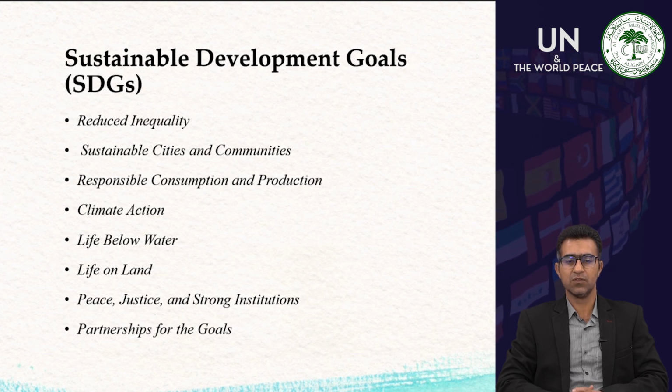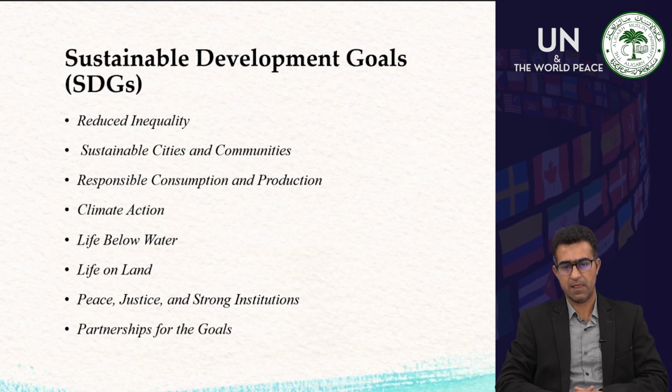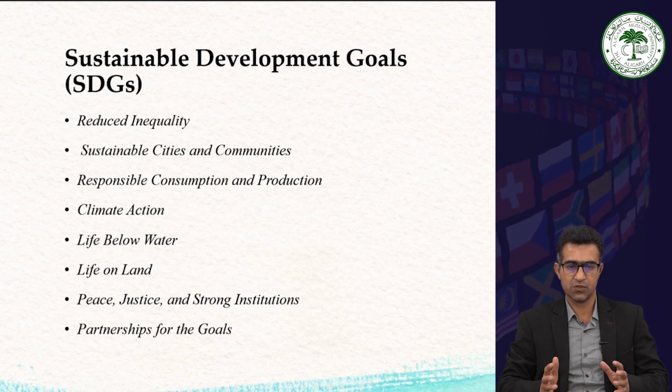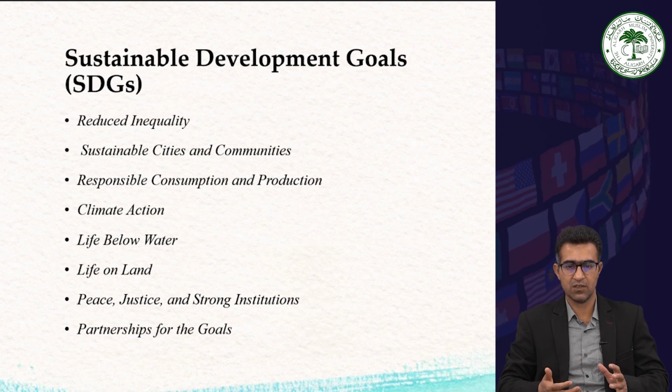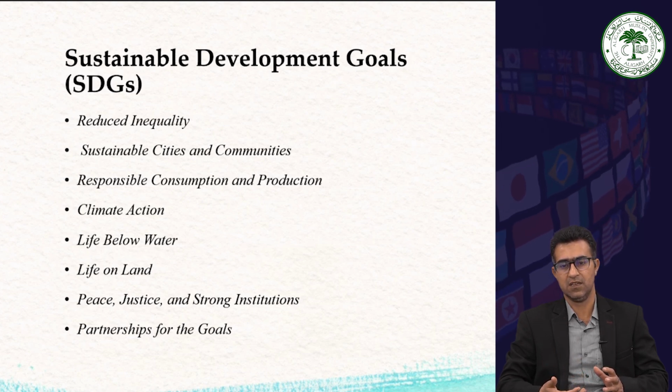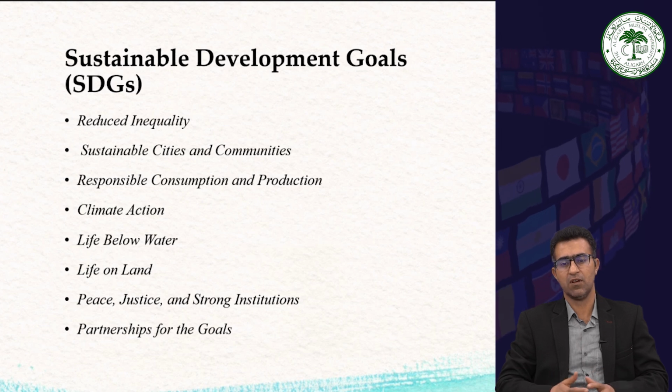The last sustainable development goal is partnerships for the goals, means to strengthen the means of implementation, to strengthen global partnership for sustainable development. So, target is to mobilize financial resources, enhance technology transfer, promote trade cooperation, and build capacity for sustainable development.